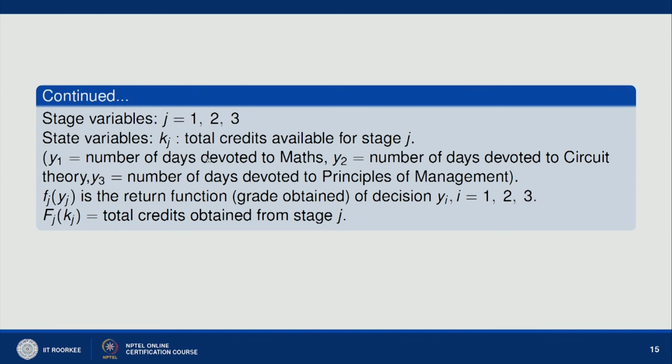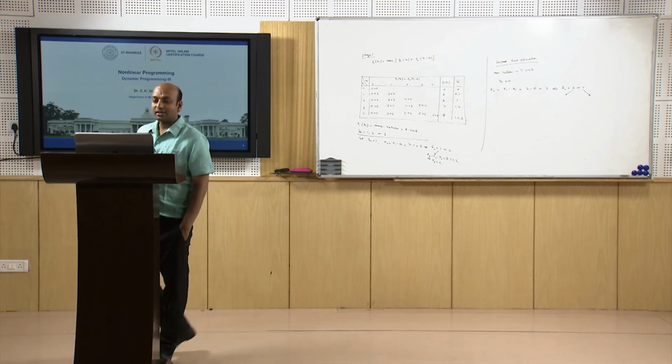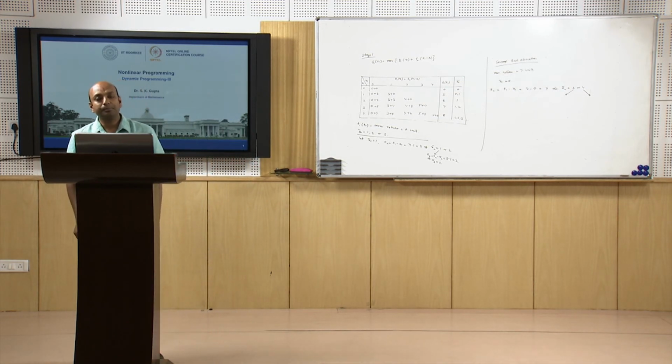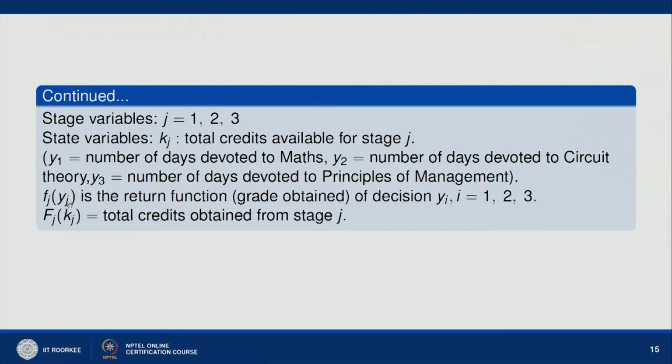Y1 denotes the number of days devoted to maths, Y2 the number of days devoted to circuit theory, Y3 the number of days devoted to principal management. It is the same problem as we discussed for plant A, plant B and plant C. Here we have maths, circuit theory and principal management. fj(yj) is the return function of decision variable yj, and fj is the total credits obtained from stage j.